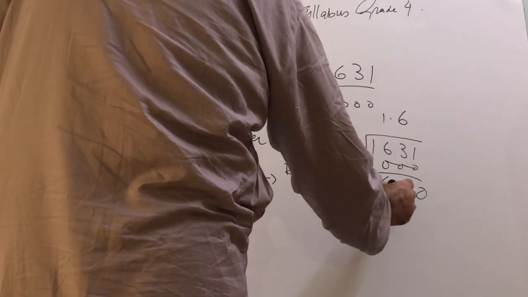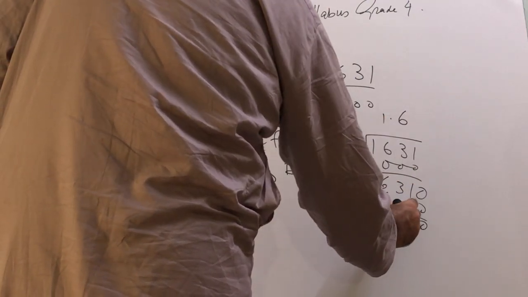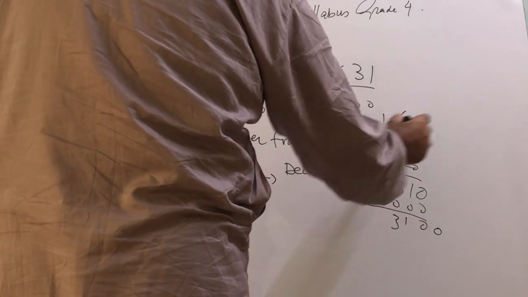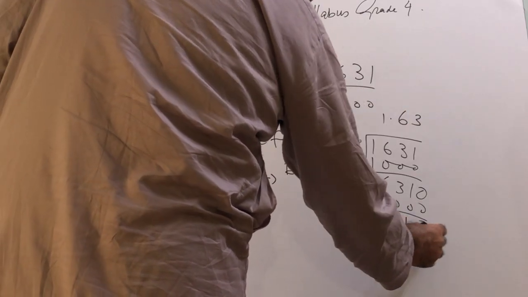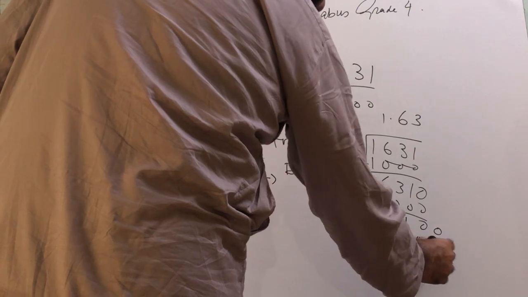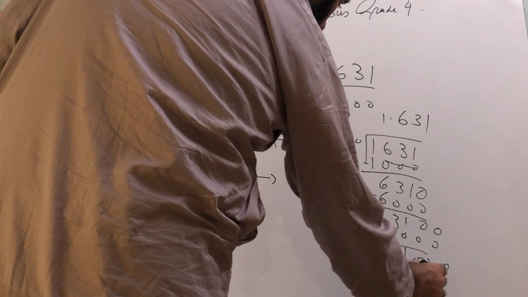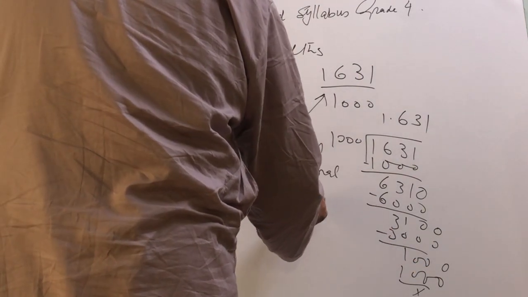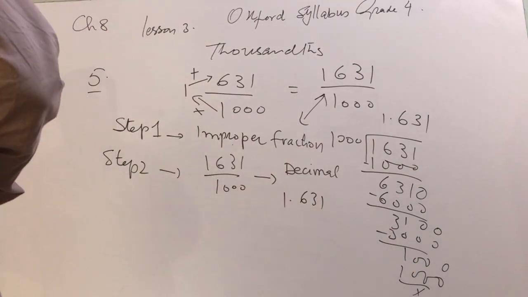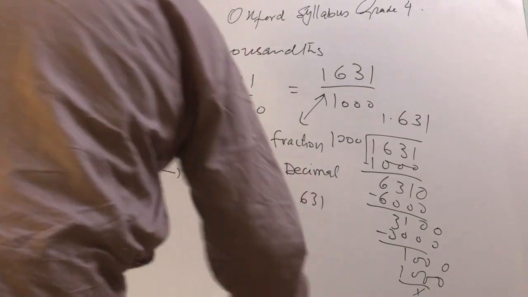1000. 6 are 6000. Smaller. Put 0 here. No change here. 1000. 3s are 3000. Again subtract 100. Put 0 here. No change here. 1000 ones are 1000. No remainder. So answer is 1.631. This is how we do this.